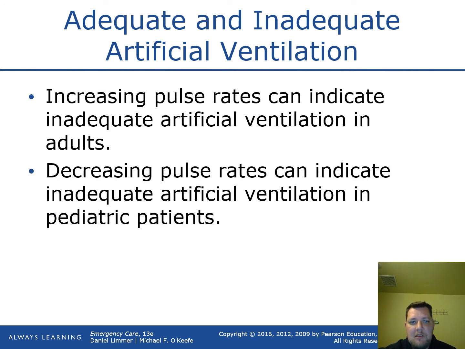Okay, so increasing pulse rates can indicate inadequate artificial ventilation in adults. So if they start to become a little bit tachycardic, what's the body trying to do? It's trying to get rid of the carbon dioxide. So if it's trying to pump blood and get the oxygenated blood where it needs to go instead of getting that carbon dioxide out, then we're not adequately ventilating our patient, and we need to fix something.